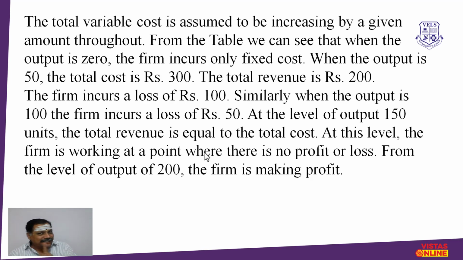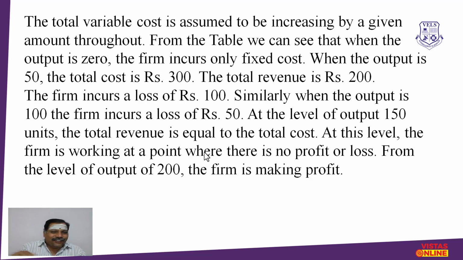From the table, we can see that when the output is 0, the firm incurs only fixed cost. That is only 150. Fixed cost is 150, so total cost is also 150. When the output is increased to 50, the total cost is 300. Why? 150 is a fixed cost, 3 rupees is a variable cost, total is 300 plus 300, 600. When the total revenue is only 200, so there is a loss of rupees 100.